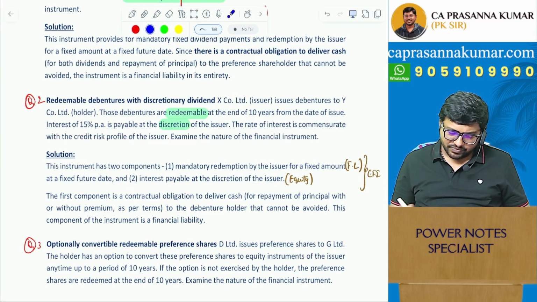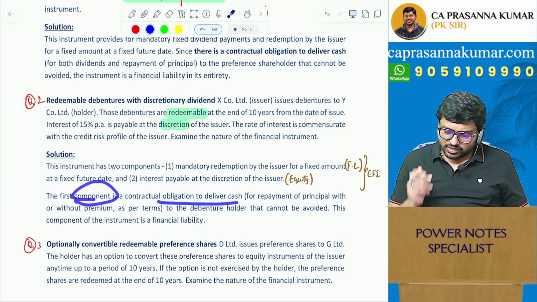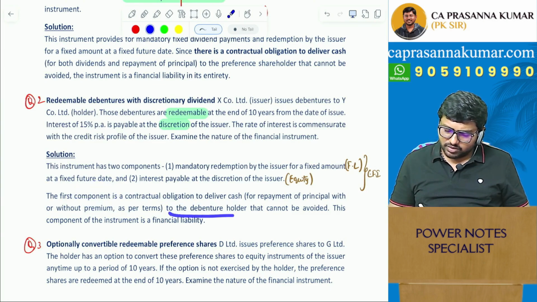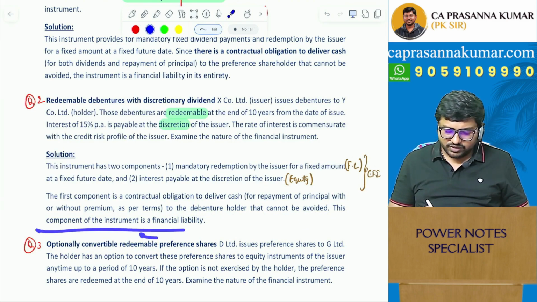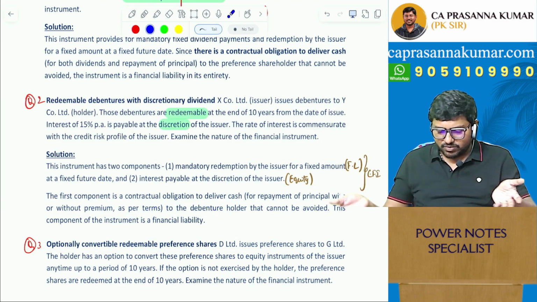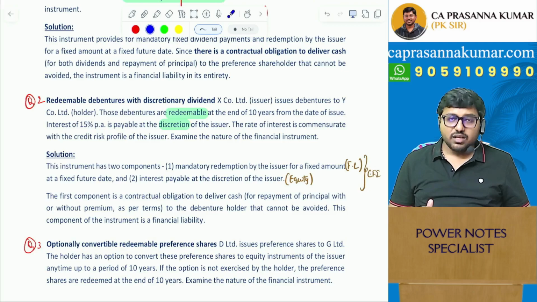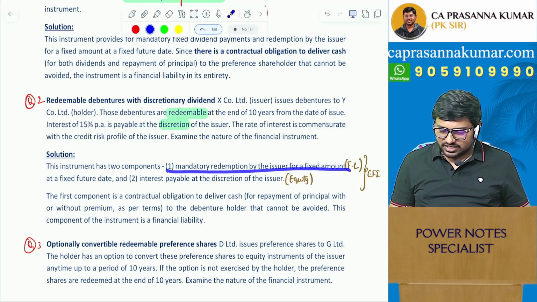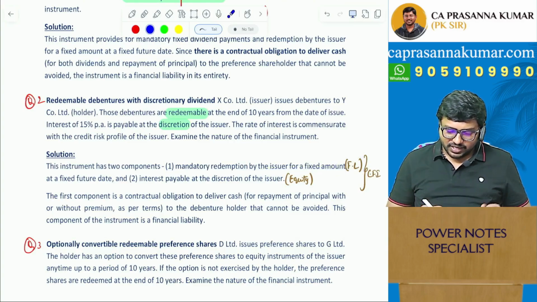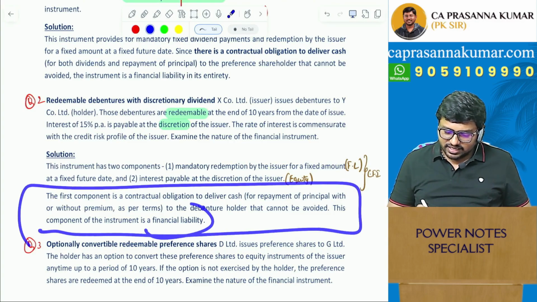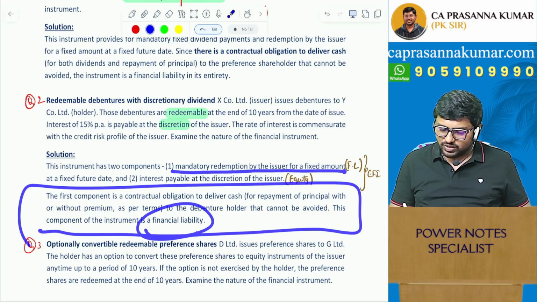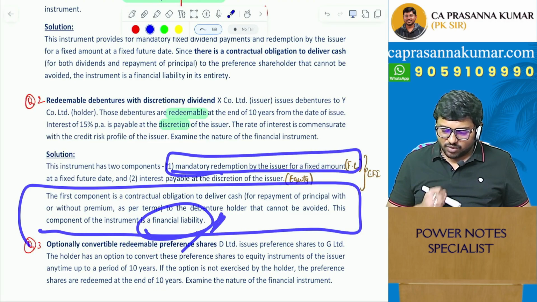What did this guy do? The first component is a contractual obligation to deliver cash to the debenture holder that cannot be avoided. So obviously this will be a financial liability. This component of the instrument is a financial liability. What about the other component of the instrument? That you need to explain now. Look at the ICA answer. One component is financial liability. Correct, that we also know. He has explained that part and said that it is a financial liability, which means he has explained only the redemption part. And then he has stopped the answer there itself.